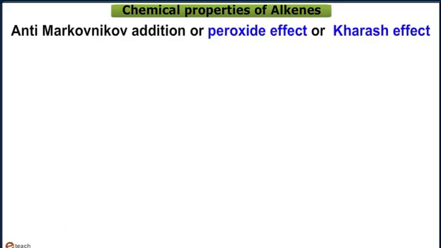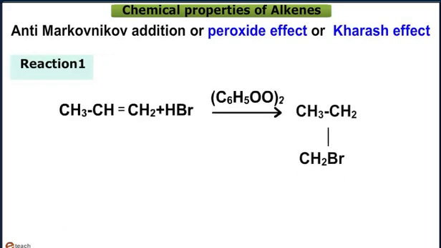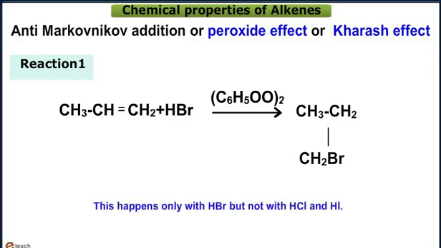Anti-Markovnikov addition or peroxide effect or Kharasch effect. Reaction 1 is CH3-CH=CH2 plus HBr gives, in presence of (C6H5COO)2, CH3-CH2-CH2Br. This happens only with HBr, but not with HCl and HI.